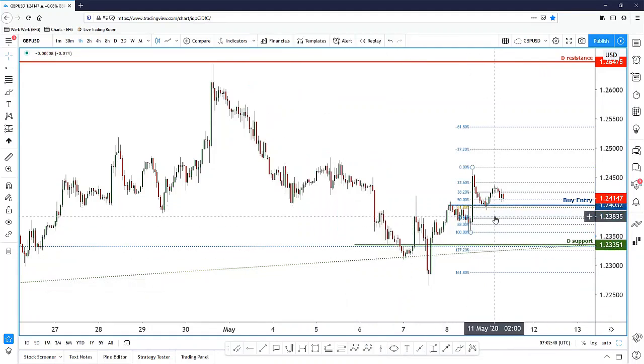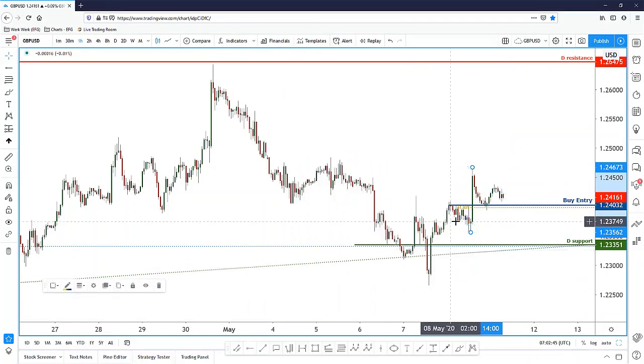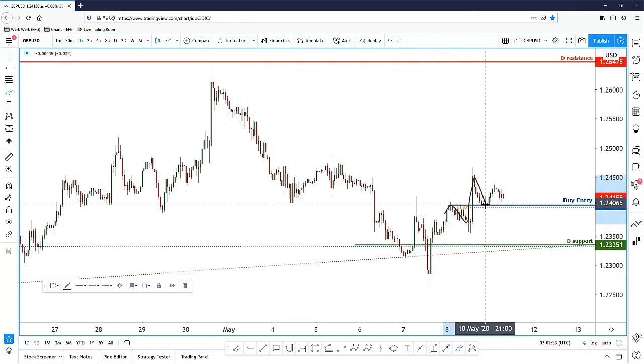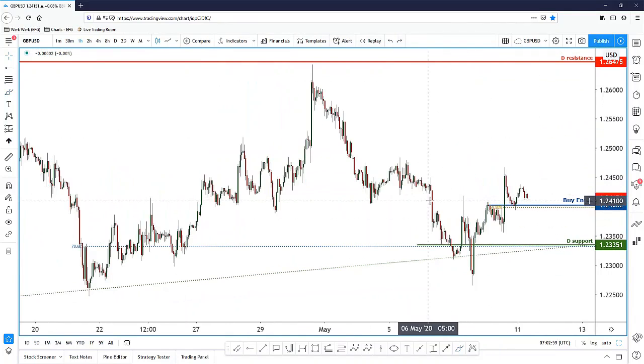We see that the 61.8 level falls right in line with this graphical overlap. We call it overlap because this was a resistance, and then price broke and tested it as a support. So it's an overlap, okay? So this will be a good buy entry.